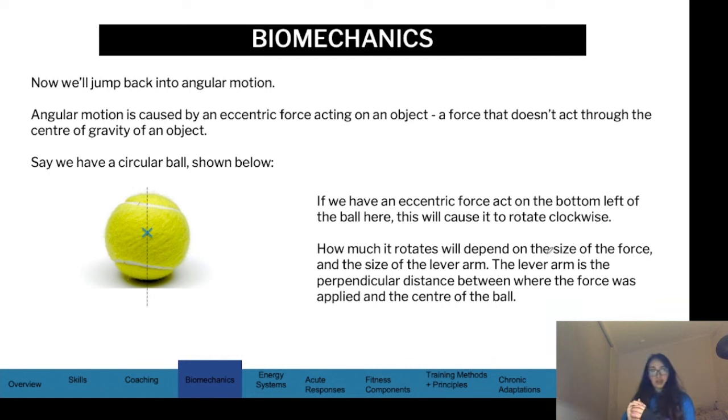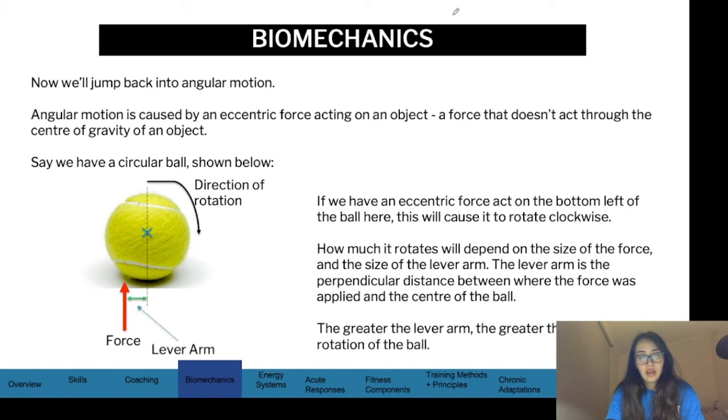A hamster ball. So we have a circular ball as shown. If we have an eccentric force acting on the bottom left of the ball, there's our weird force acting on it. It will cause the ball to rotate clockwise. How much it rotates will depend on the size of the force and the size of the lever arm. The lever arm is the distance from the center of gravity to this force. So if the lever arm is wider, we'll have a more eccentric force acting on it.